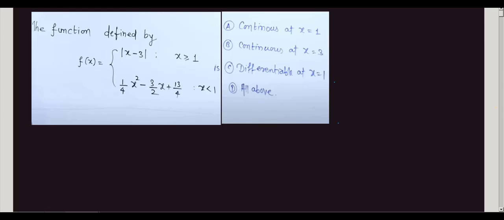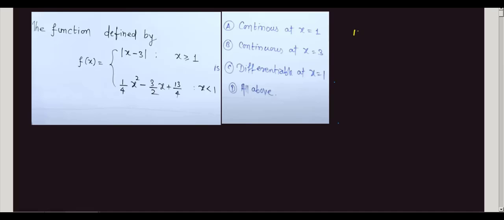And for x less than 1, it is 1 by 4 x square minus 3 by 2 x plus 13 by 4, that is f(x) for x less than 1. So is it continuous at x equal to 1, continuous at x equal to 3, or differentiable at x equal to 1, or all of the above?